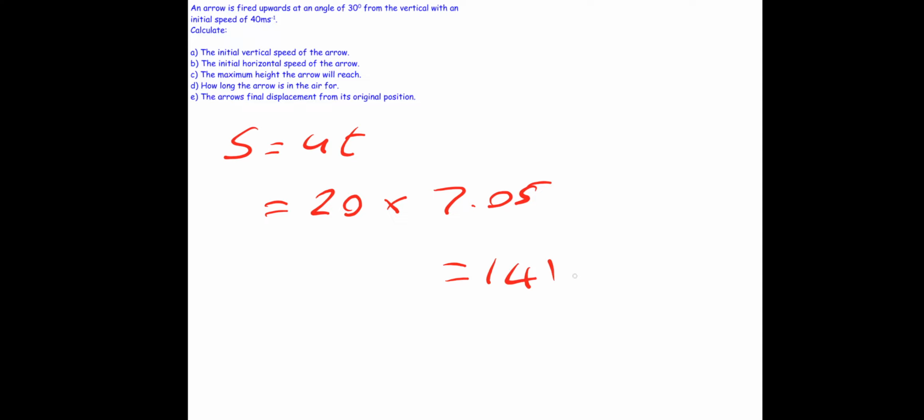Let's do part E. So the arrow's final displacement, so we're looking at the horizontal range, so it's just S equals ut, because there's no acceleration, so we don't need the equations for constant acceleration. So there we go. The initial speed horizontally is the 20 meters per second. So 20 multiplied by the time of flight, 7.05 seconds, gives us 141 meters.